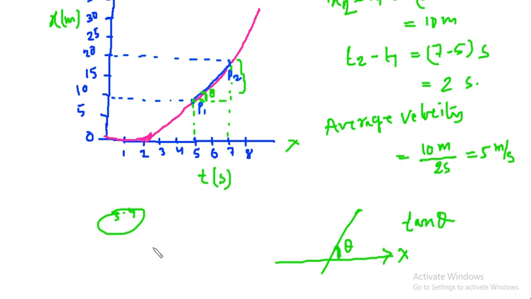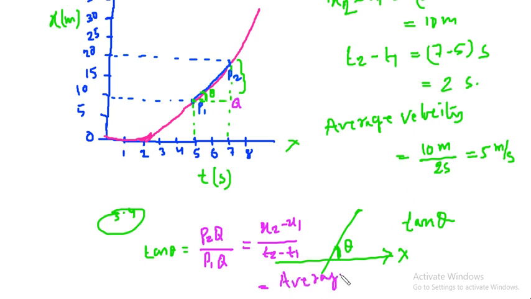So what is tan theta here? Tan theta, that means slope, is equal to, if we call this point Q, then tan theta is nothing but P2Q by P1Q. But P2Q means x2 minus x1, and P1Q means t2 minus t1. So it is nothing but actually the average velocity, isn't it?